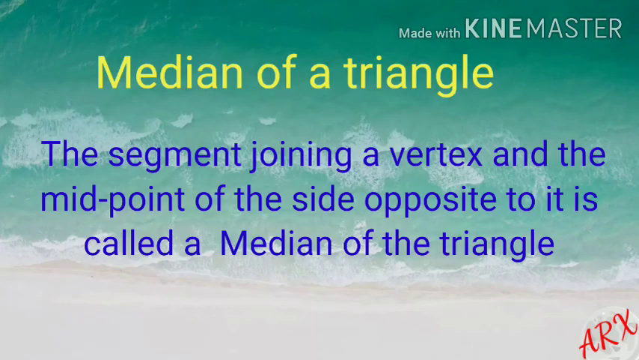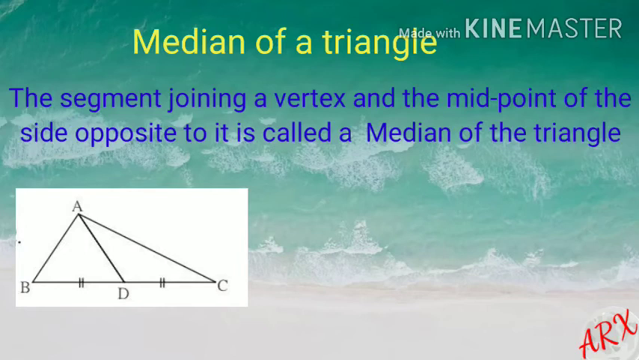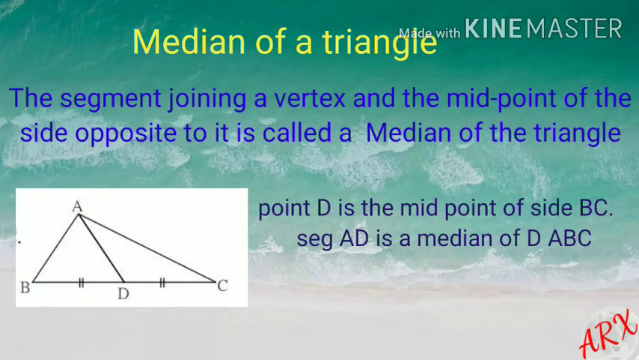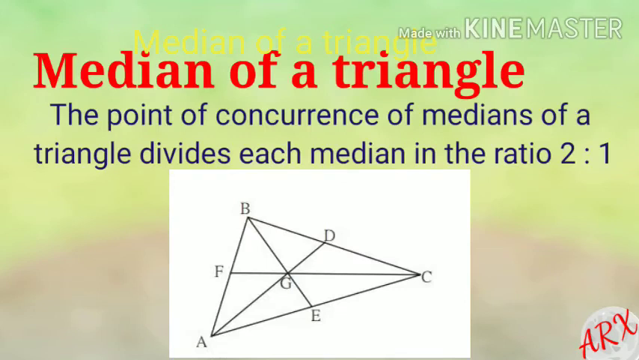As we had studied earlier, the segment joining a vertex and the midpoint of the side opposite to it is called a median of the triangle. For example, in triangle ABC, point D is the midpoint of side BC, hence segment AD is a median of triangle ABC. The point of concurrence of medians of a triangle divides each median in the ratio 2:1. The point of concurrence of medians is called the centroid.